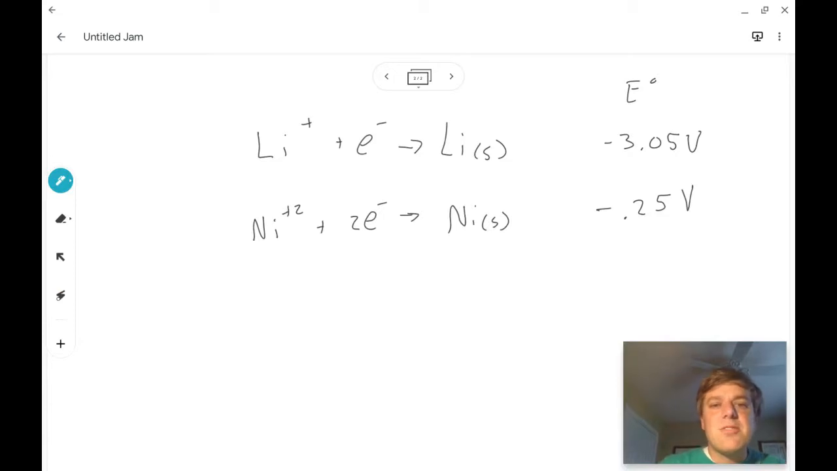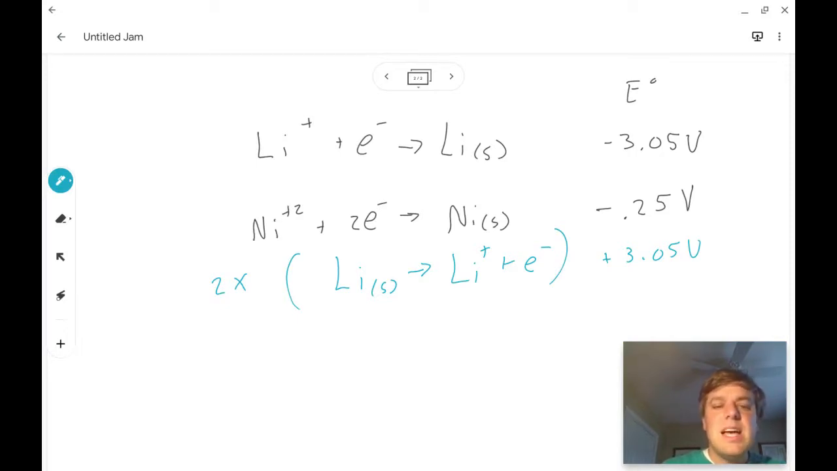So I'm going to take that first reaction and reverse it, so that we have lithium as a solid being converted to lithium ions plus an electron. And that would be a positive 3.05 volts. Now, to add these two reactions together, the other thing we've got to do is make our electrons cancel, because we've got two electrons there. We've only got one electron here. So we need to take this bottom reaction and double it. Now, that does not affect our cell potential.